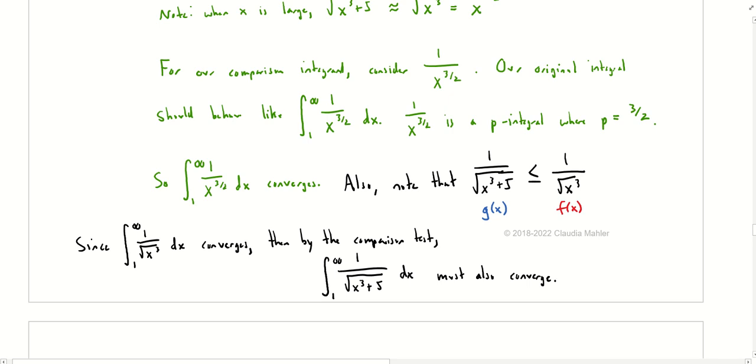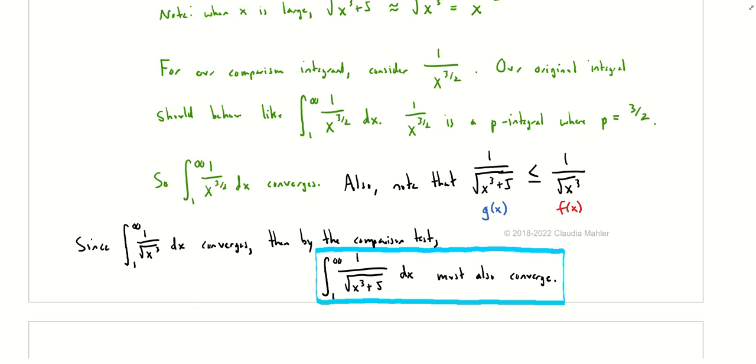So in other words, by the comparison test, we showed that this integral converges. We, of course, didn't show what it converges to. That's not really what we're interested in here. We just wanted to show that it does actually converge.